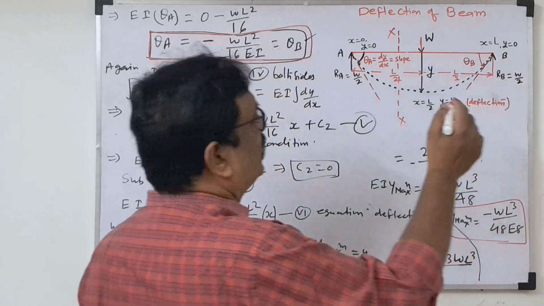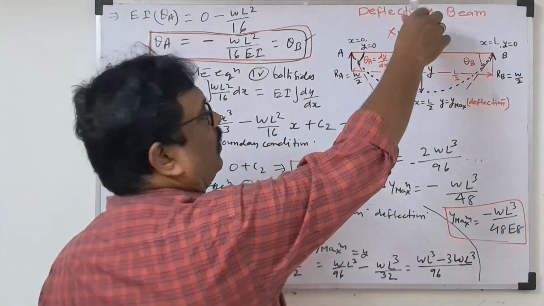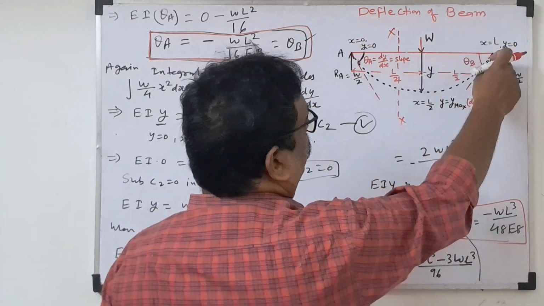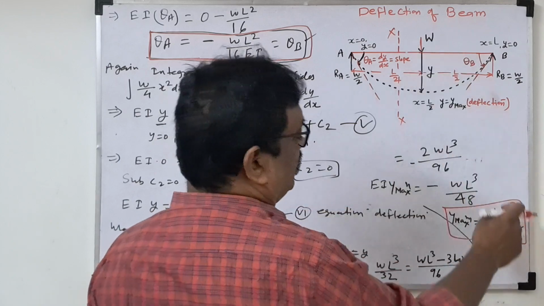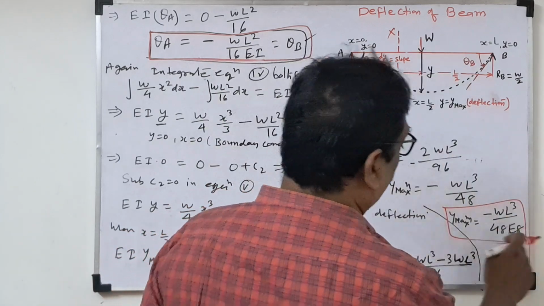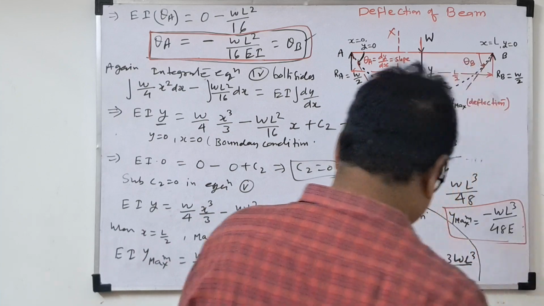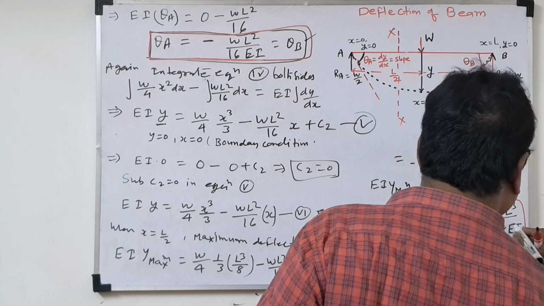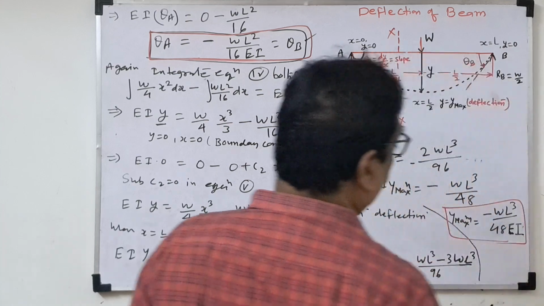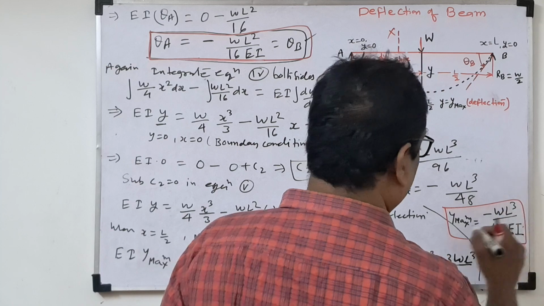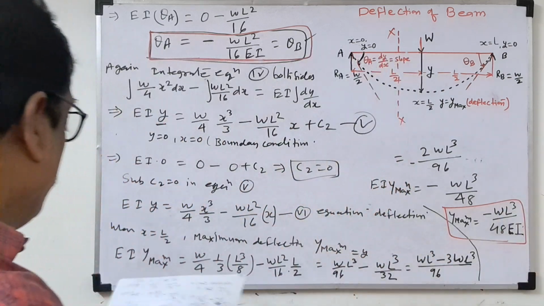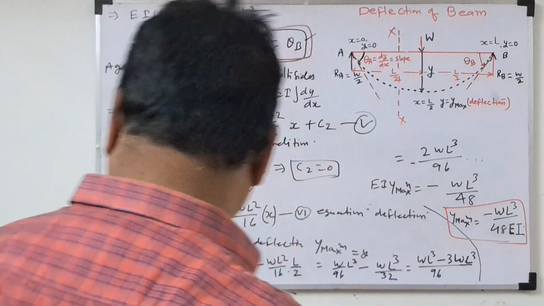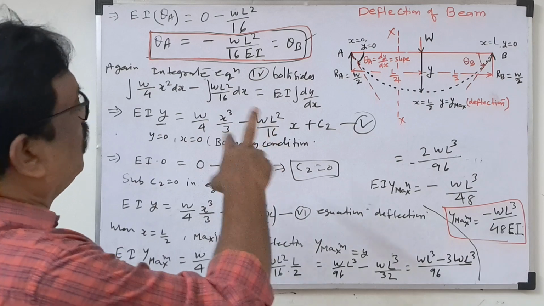Objective questions will be there: if a simply supported beam has a load acting in the middle, where will the maximum slope be? At point A and point B. And what is the maximum deflection at the center? Minus WL cube by 48 EI. I is the moment of inertia, E is Young's modulus, W is the load, L is the total length. What does the negative sign indicate? Deflection will be below the line. So this way we can solve this derivation.